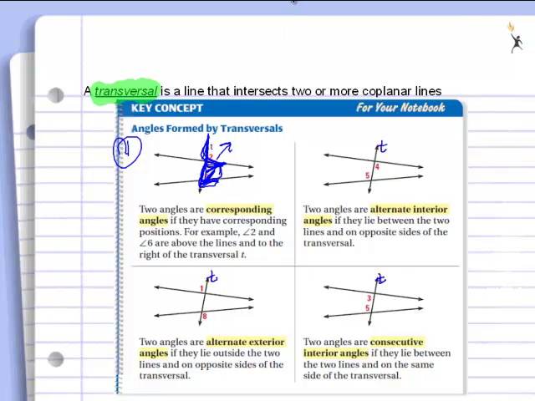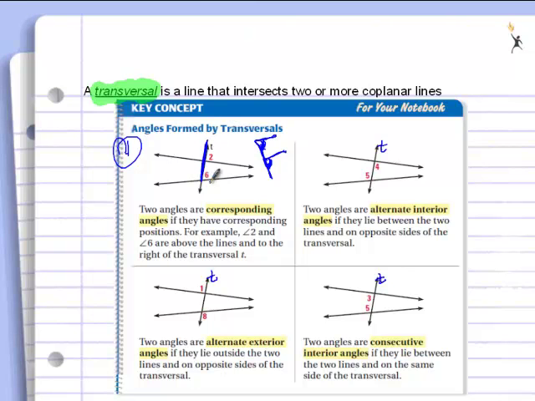Now, corresponding angles have a very, very huge tell, meaning you can always identify them with a certain letter. That letter is letter F, and you should write this down because it's very, very important. Letter F is a perfect example of corresponding angles. This angle right here and this angle right here are corresponding angles. And if I look, oh, that was a horrible line.